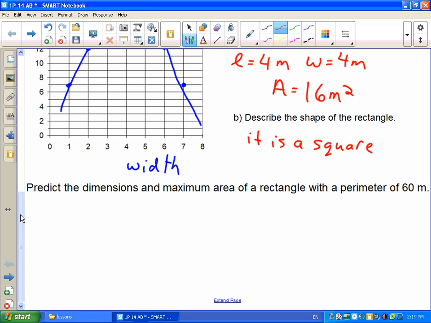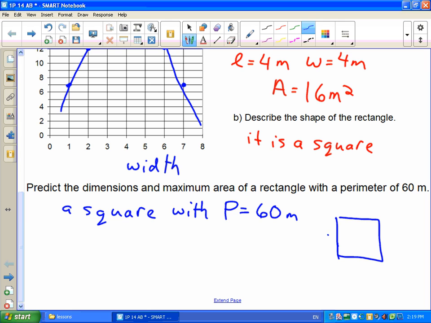So here's a question where we have to apply this. Predict the dimensions and the maximum area of a rectangle with a perimeter of 60 meters. Well, we want to make a square with perimeter of 60 meters. So if we draw a little picture here of a square, we're going to have one side, one side, one side, and one side. And all those sides are going to be the same.